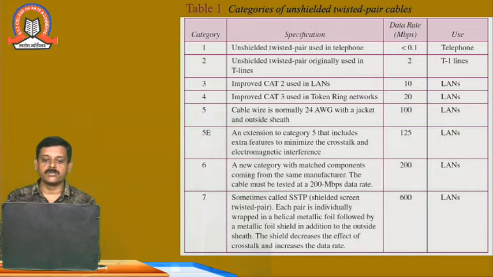Unshielded twisted pair cable in telephone lines has very low bandwidth, and the shielded twisted pair cable, which uses metallic foil, is used for LAN purposes. So it has the maximum data rate.